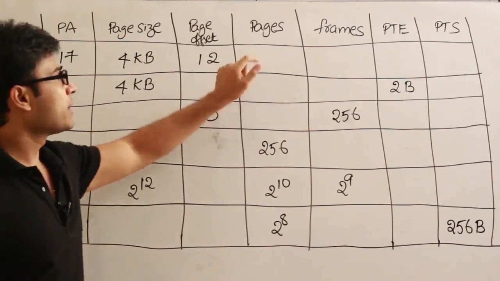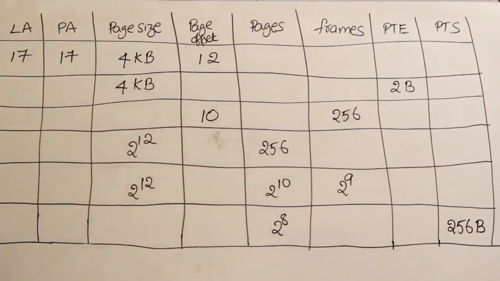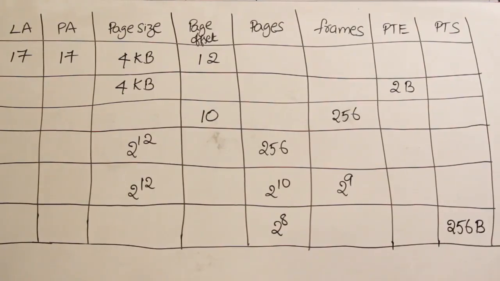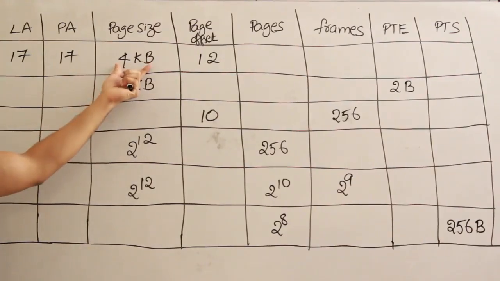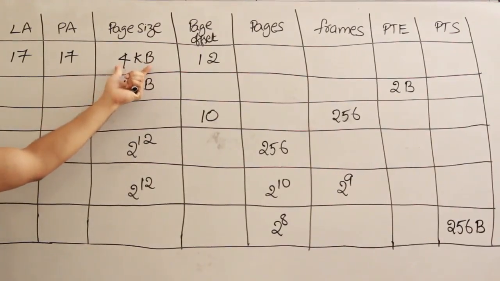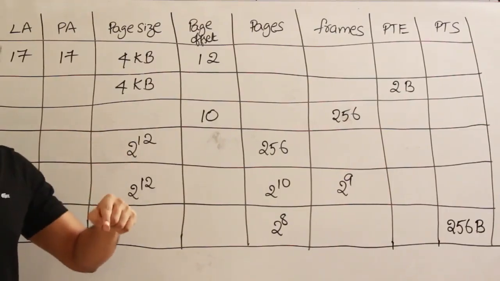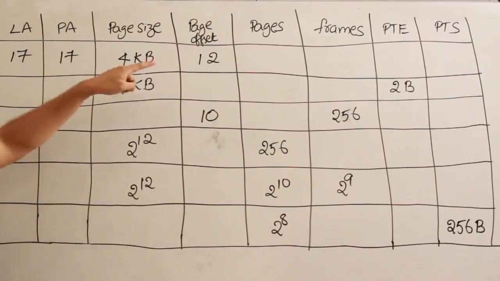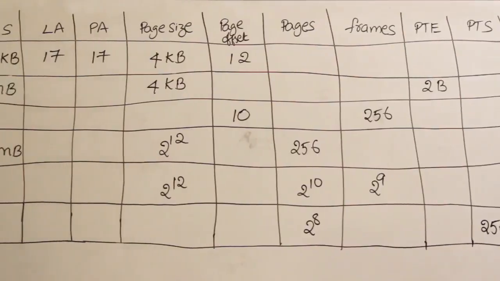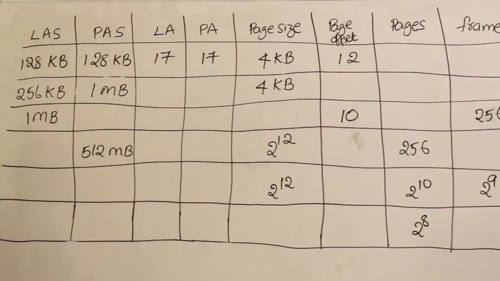Now, what is the number of pages? You could find out the number of pages. Pages will be present in the process, isn't it? Logical address space consists of pages into page size, right? So if you want the number of pages, you take the logical address space and divide it with the page size.